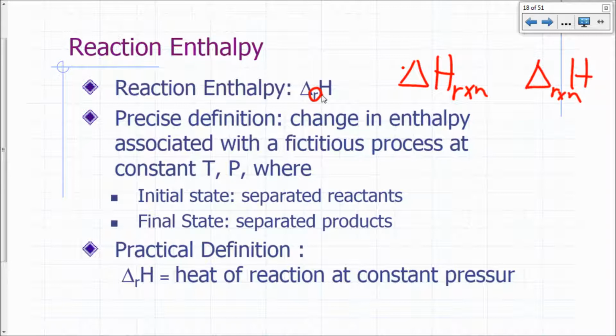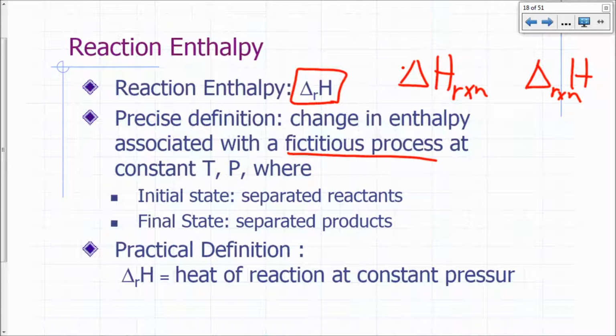But I'd like you to be familiar with this way of writing it, because that is the way it's tabulated in handbooks. So that's a standard abbreviation symbol for reaction enthalpy. Reaction enthalpy is just the difference in the enthalpy of the products and the reactants. Imagine a fictitious process where you start out with your reactants separated from each other, and then you mix them, and then the reaction happens, you make your products, and then the products are separated. If you were able to get the H for the separated products, you subtract the H for the separated reactants, that's called your reaction enthalpy.